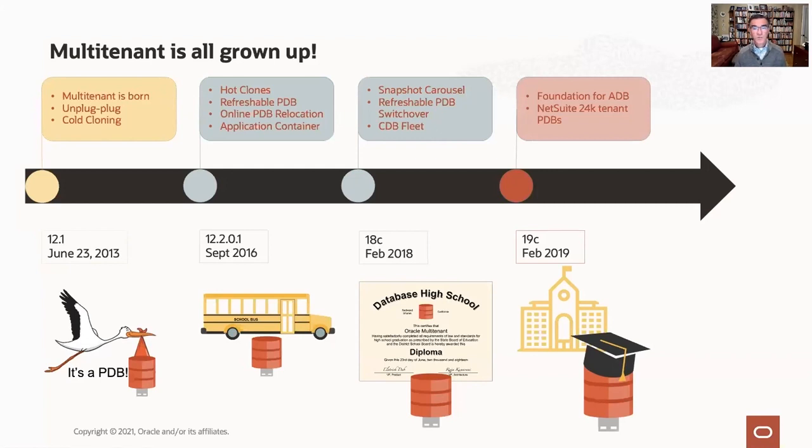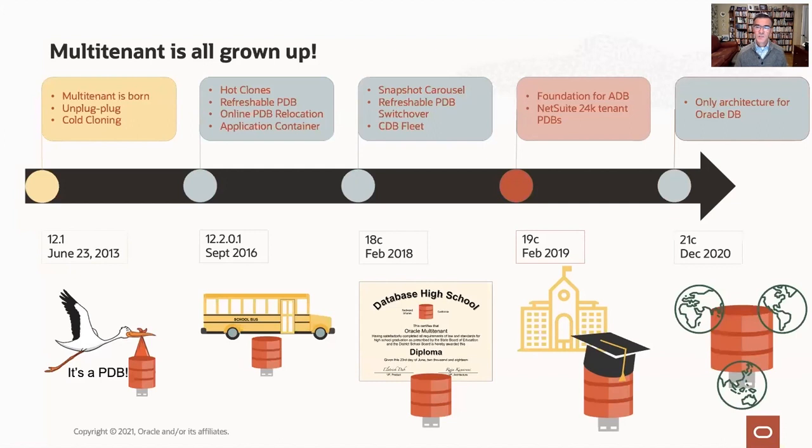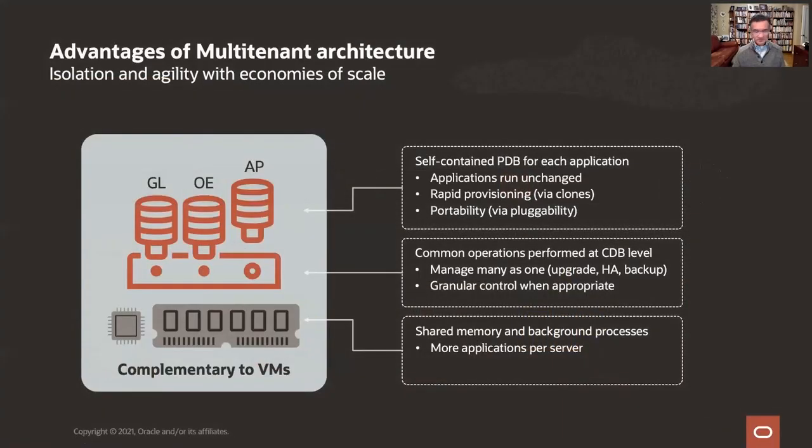Multitenant's the foundation for Autonomous Database, and we've completed the massive upgrade of NetSuite with 24,000 tenants, each in their own PDB. And now with 21c, now available both in the cloud and on additional platforms, we have a responsible citizen of the world. Those are supposed to be little images of the world I drew here, different parts of the world. From 21c onwards, this is the only architecture of Oracle Database. So lots to be proud of there.